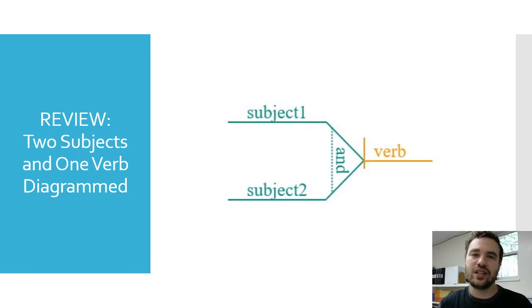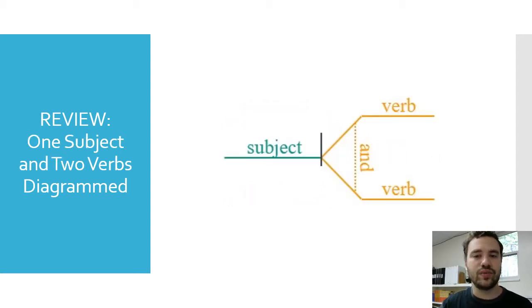Then we also talked about diagramming compound subjects and verbs, and we talked about this kind of rocket-shaped structure when we had a compound subject or a compound verb. So when you've got two subjects and one verb, it looks something like this. Subject 1 on the top line, subject 2 on the bottom line. You've got "and" on the dotted line in between, connecting those two subjects. And then you've got your vertical line, and then the verb on a horizontal line after that.